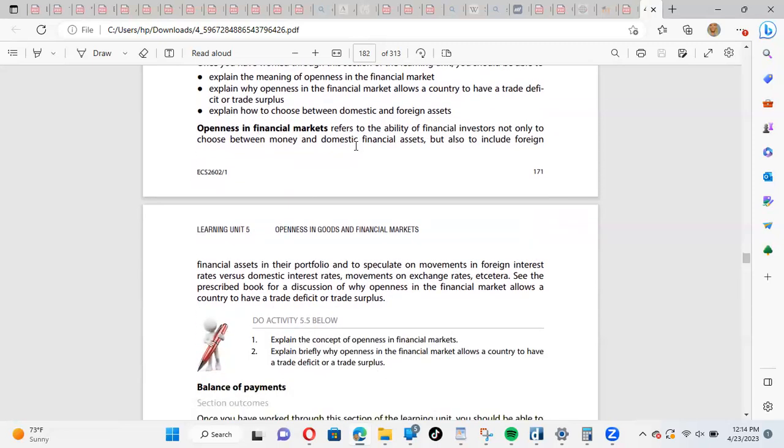All right, so openness basically refers to the ability of financial investors to choose between domestic and foreign financial assets, right? So to put it plain, we are basically talking about your ability to invest abroad in the financial markets, to have the option to either invest abroad or to invest locally.